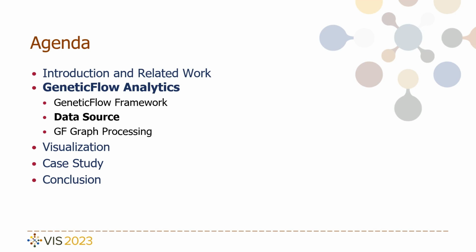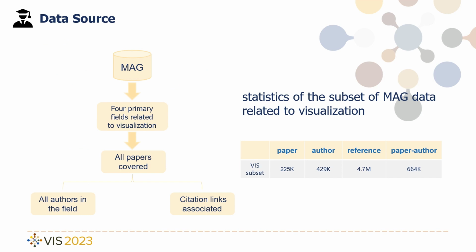To build GF profiles, we apply Microsoft Academic Graph data, or MAG in short. MAG is the largest open academic data source, which offers most of the required data for GF profiling. In building the system for visualizing scholars, we pick four primary fields of study in the MAG topic hierarchy related to visualization, which collectively cover almost all papers in the visualization field. With these papers as starting point, we further obtain all authors in the field, and all citation links associated with visualization papers are extracted from MAG. The statistics of the dataset are shown on the right.